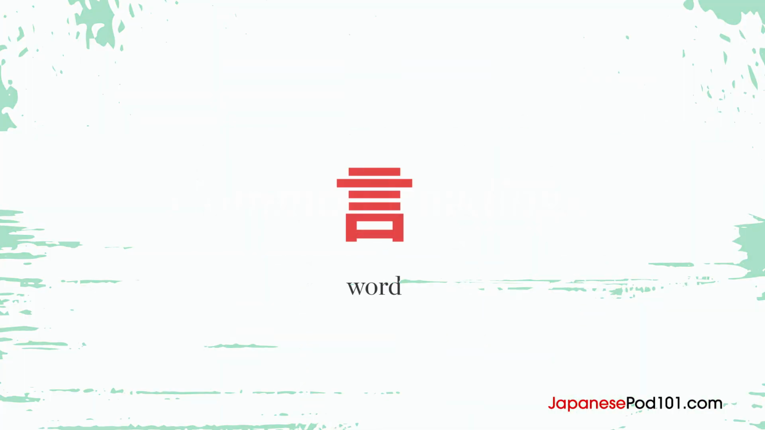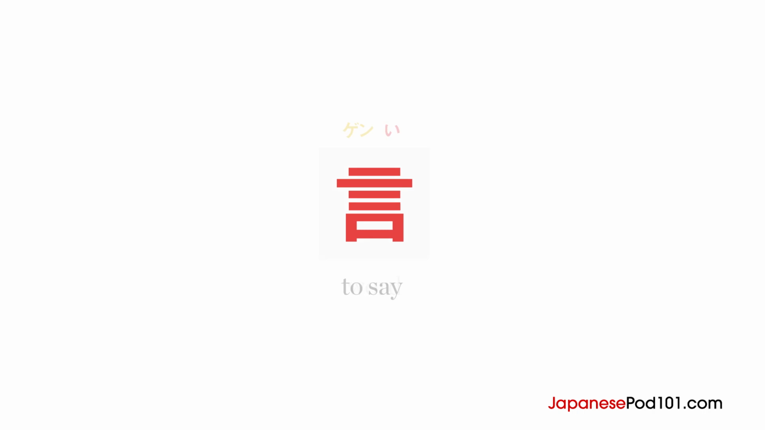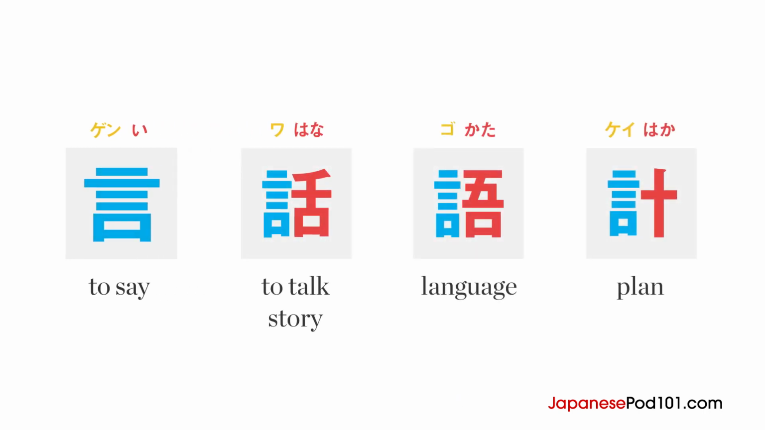When the word radical is on its own, the kanji can be read as gen for the on reading and i for the kun reading. When the word radical is part of another kanji, wa, hana. For the talk kanji, go, kata. For the language kanji, and kei, haka. For the plan kanji.